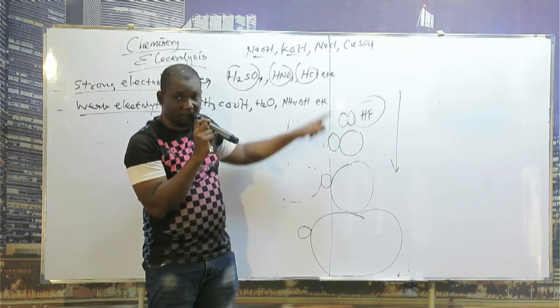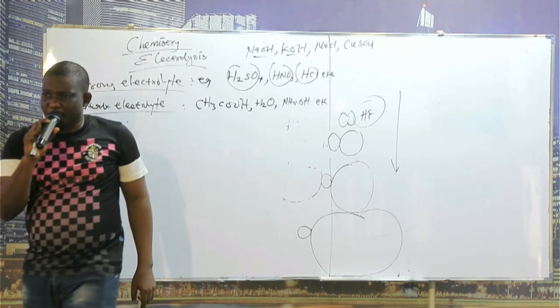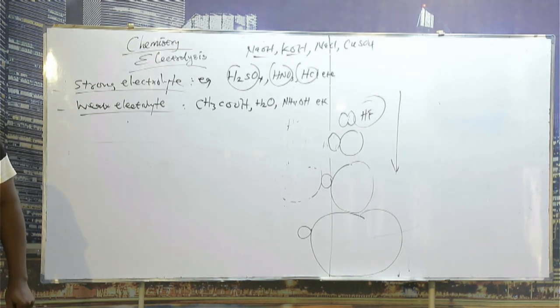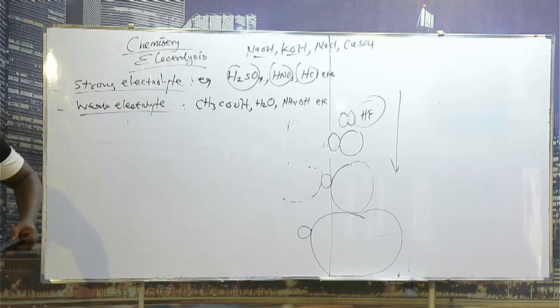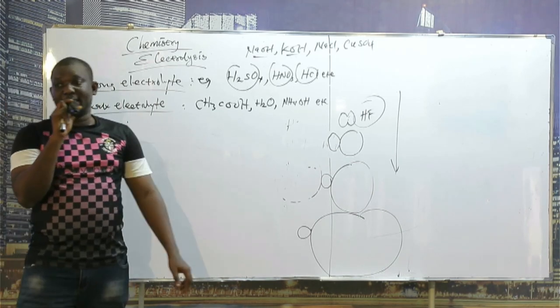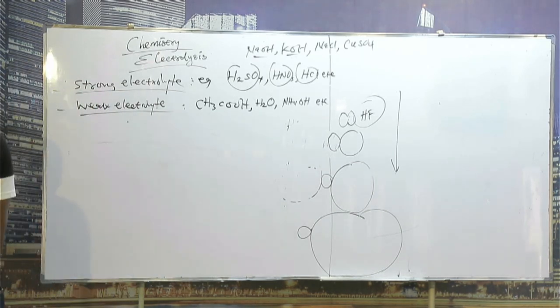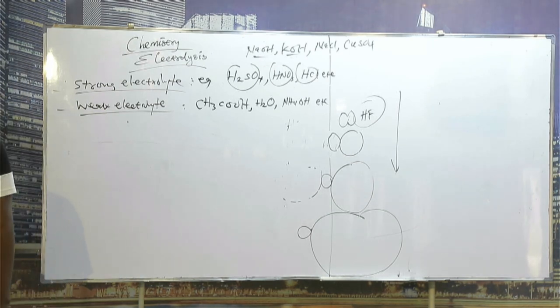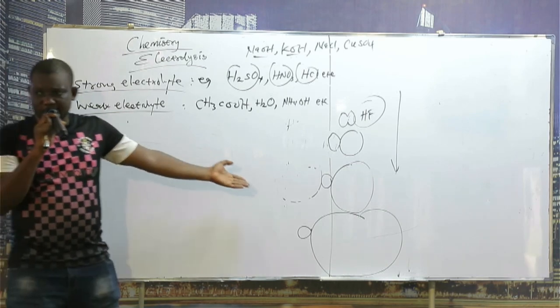I have seen a couple of exams where they ask which non-metal is liquid at room temperature. Bromine. Which metal is liquid at room temperature? Mercury. Which halogen is solid at room temperature? Iodine. Explain why iodine is solid at room temperature.